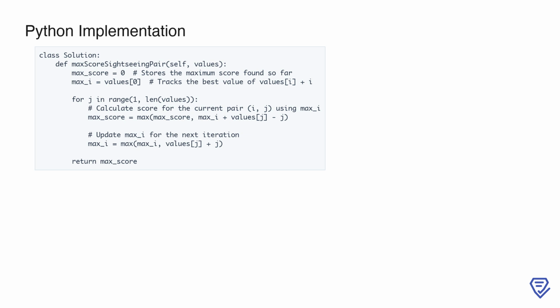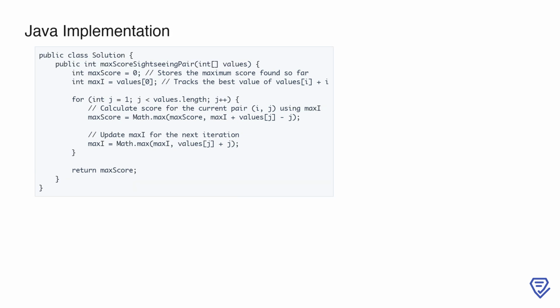Complexity analysis. Time complexity. The algorithm runs in O(n), where n is the length of the values array, as we iterate through the list just once. Space complexity. The solution uses O(1) extra space, as no additional data structures are used. This greedy approach is optimal and handles all edge cases, including small arrays and arrays with negative values.